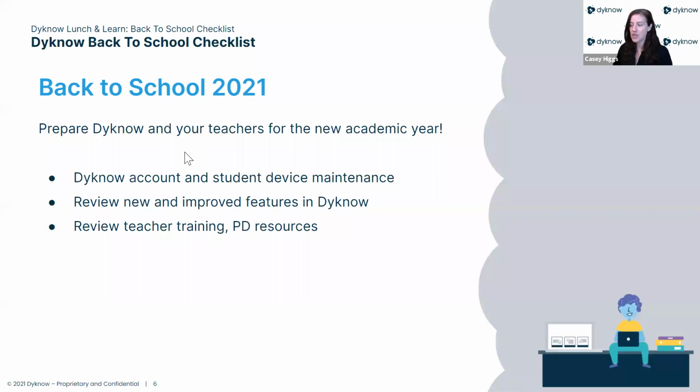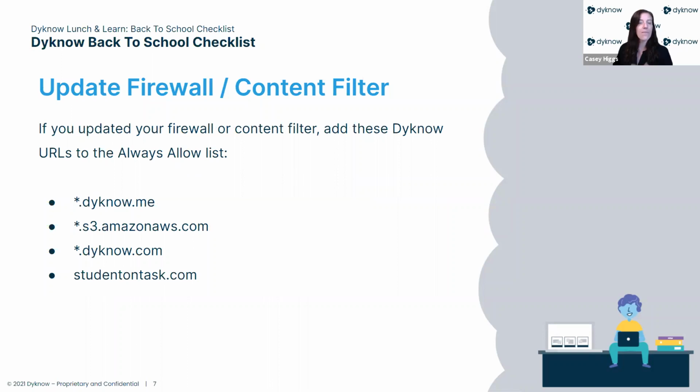All right, jumping into it with the account management type things, student device maintenance type things. If you're an administrator, I need you to double check some things related to your Dyknow account, like your content filter. Is it new? Has anything changed? If so, you're going to have to add these 4 wildcard URLs to the allowed list in your content filter.